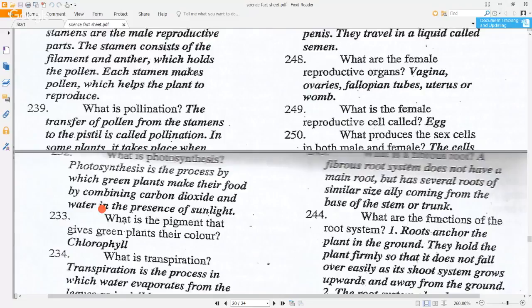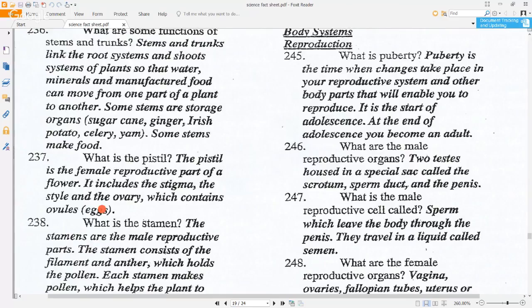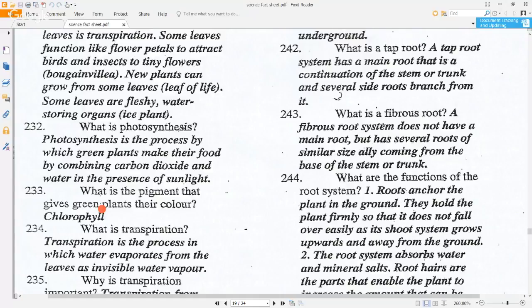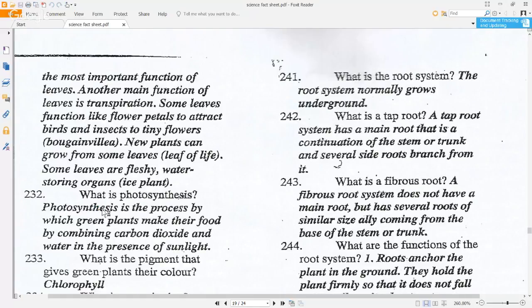Let's go some more. Okay, so what is the root system? The root system normally grows underground. What is a tap root? A tap root system has a main root that is a continuation of the stem or trunk and several side roots branch from it. Let me read that one again for you.